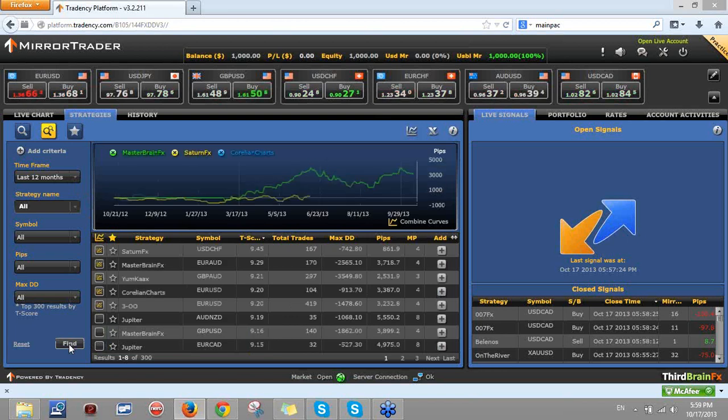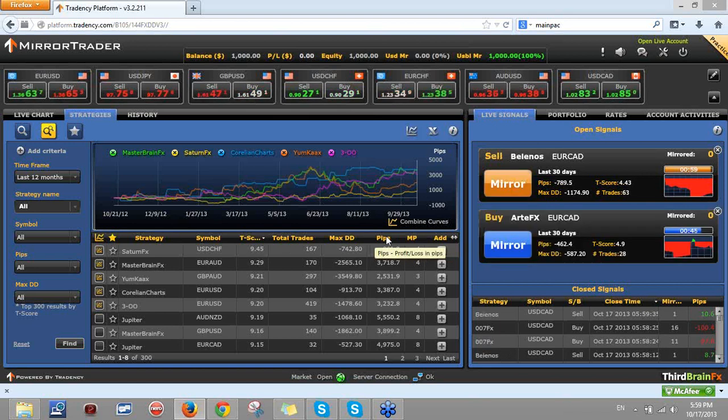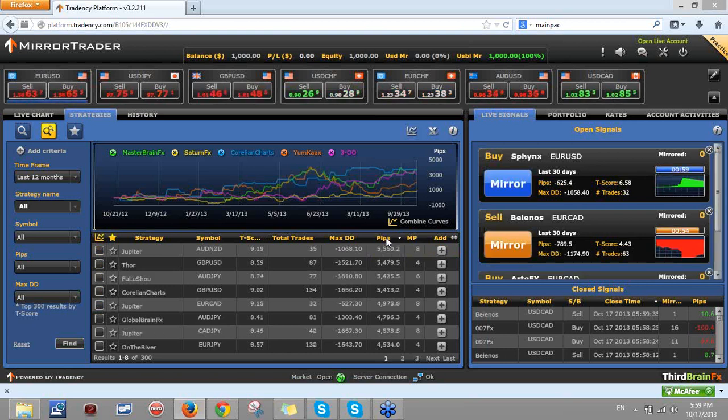Once we click Find, we see the top 300 results sorted by T-score. You see the strategy with the highest T-score is Saturn FX with 9.45 points. The main things that we need to look at is the pips gained and the max DD. So I will click on pips in order to select the strategies by pip gains in the last 12 months.